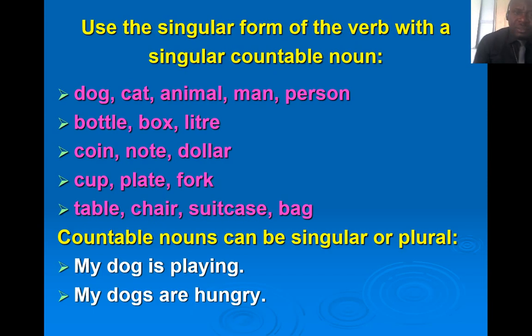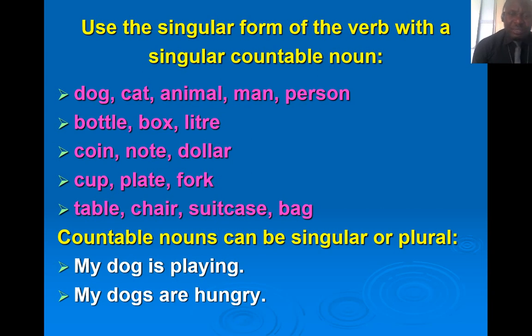Now, you use the singular form of the verb with a singular countable noun, so that the subject and the verb will agree. That's what we call subject and verb agreement, or concord in grammar. Now, a dog, a cat, an animal, man, person, bottle, box, liter, coin, note, dollar, cup, plate, fork, table, chair, suitcase, bag. All these are examples of countable nouns.